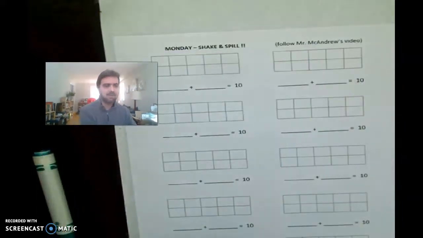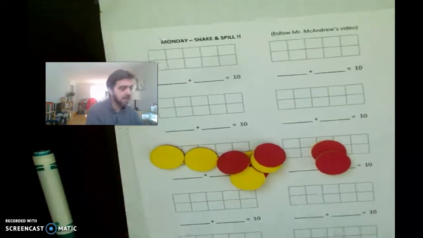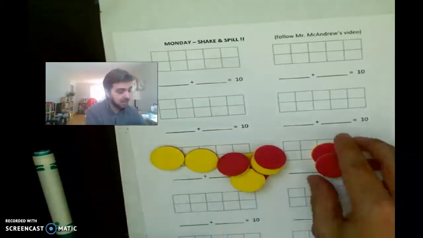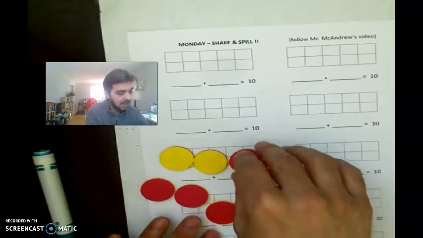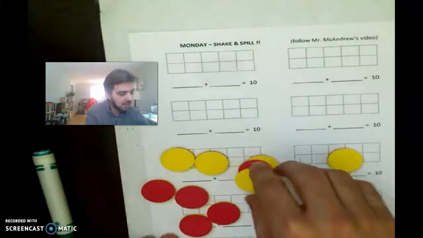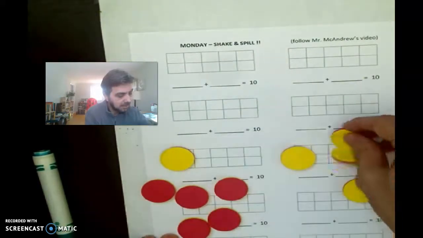Okay? So I'm going to do that right now. I'm going to spill it. Spills it out. Okay, now don't flip them around. Just put the reds, the ones that landed on red over here, and the ones that landed on yellow. If you're not sure, it's fine. Just do your best.